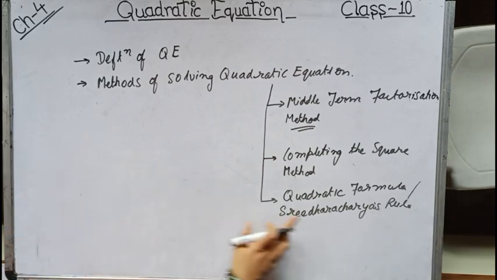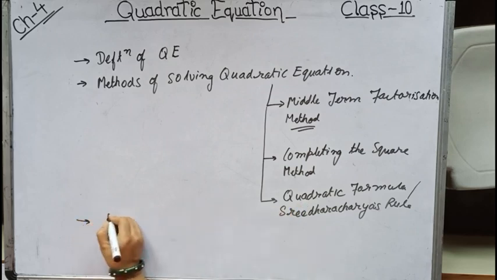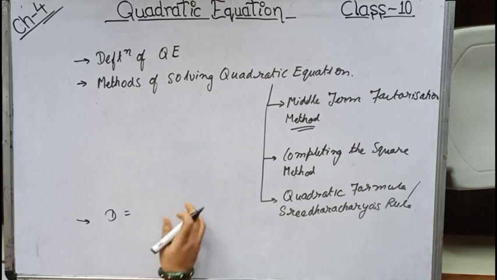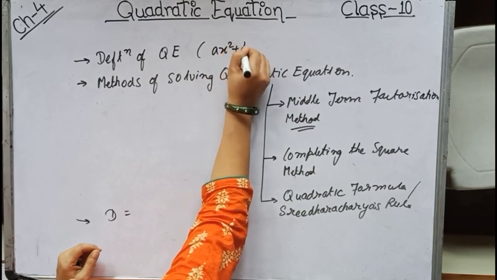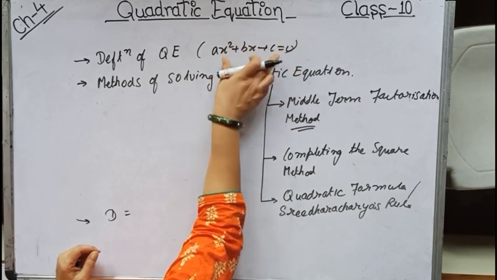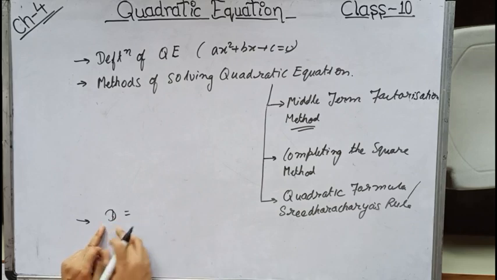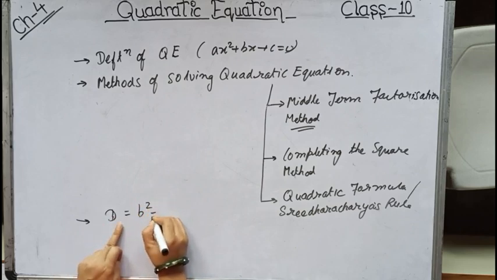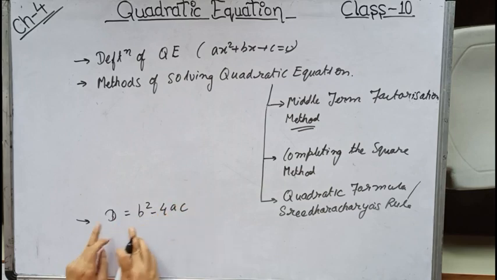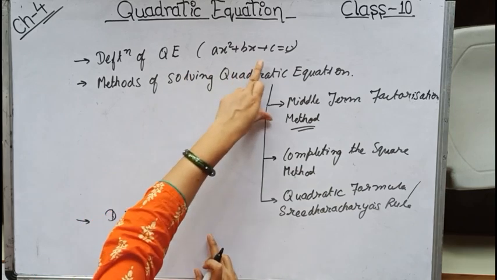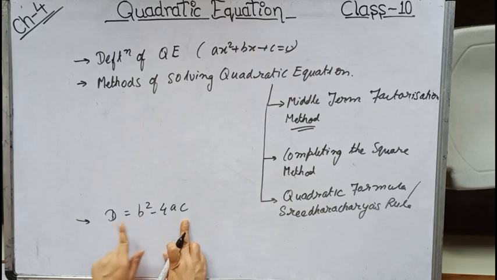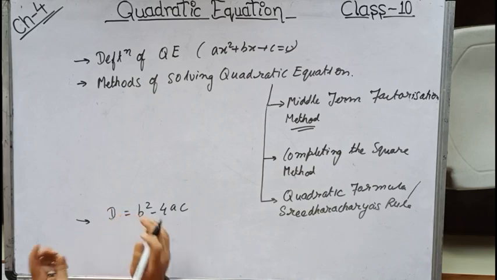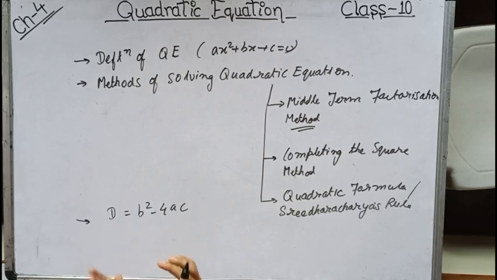After that, when we know the quadratic formula, we will learn about the discriminant D. If I write the definition of quadratic equation, ax square plus bx plus c equals 0, the standard form, then in the third topic we will know about the discriminant, D equals b square minus 4ac. If a, b and c are the coefficients of x square, x and the constant term, then b square minus 4ac is called the discriminant. About this discriminant we will know in detail afterwards. Right now it is only a brief review of the chapter.